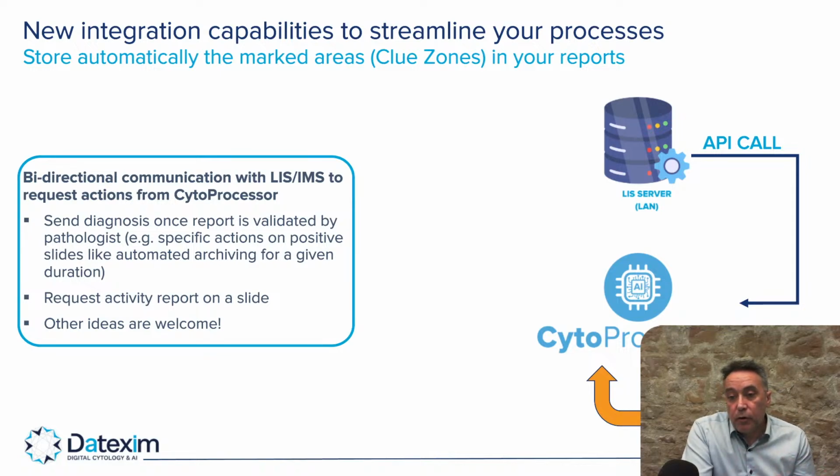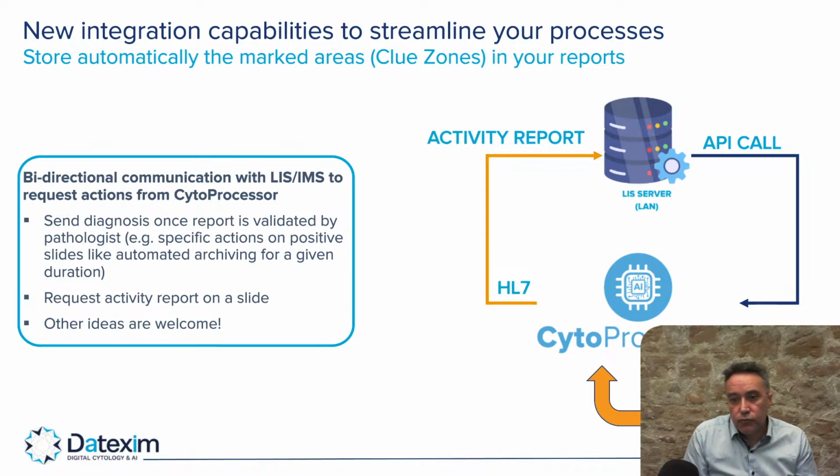And we can define other API calls, like on an interesting or difficult slide, you want to see a user activity report to check how many thumbnails were clicked, how many people looked at the slide. So we can generate this kind of report also on your request. Other ideas are welcome, and we can always add new types of messages and interactions.